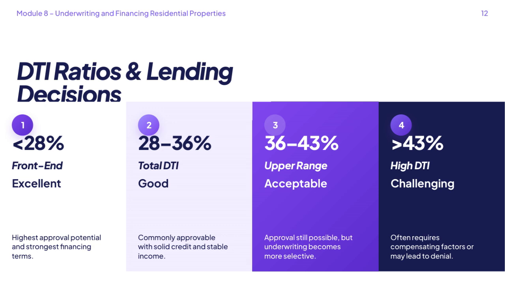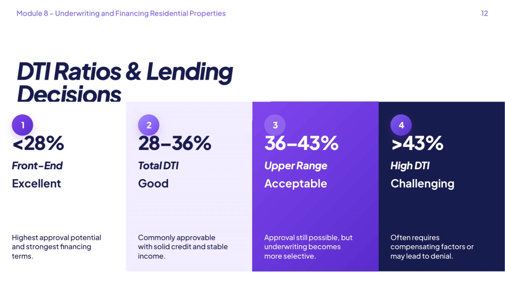When your front-end DTI is less than 28%, this is considered excellent. Borrowers in this range have the highest chance of approval and usually receive the strongest financing terms. Next, a total DTI between 28 and 36% is seen as good.